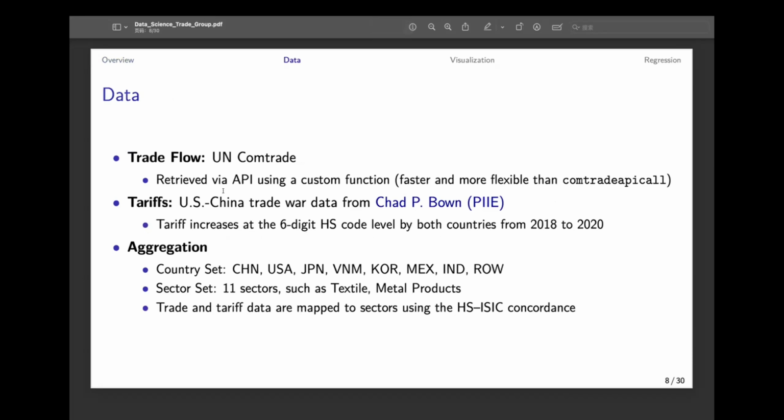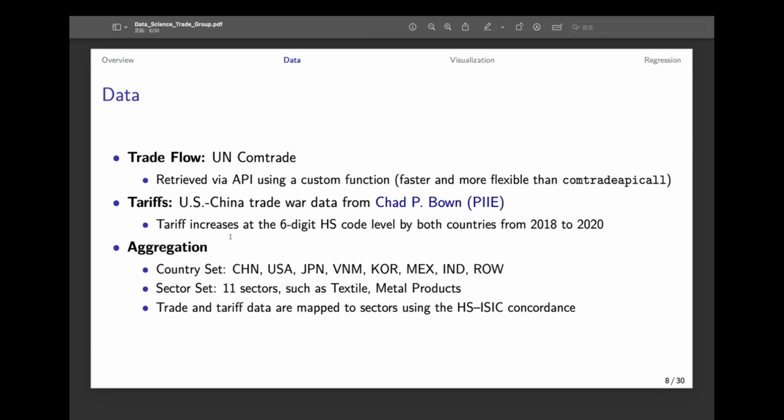For the data, we use trade flow data from UN Comtrade. We get the free API from the UN Comtrade website, and we construct our own function, which is faster and more flexible than the Python package called Comtrade API call. And the tariff data are at 6-digit HS code level provided by PAL. We get the tariff increase during the US-China trade war from 2018 to 2020.